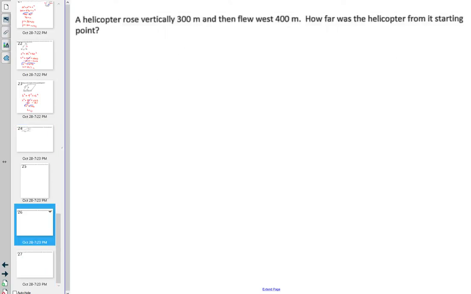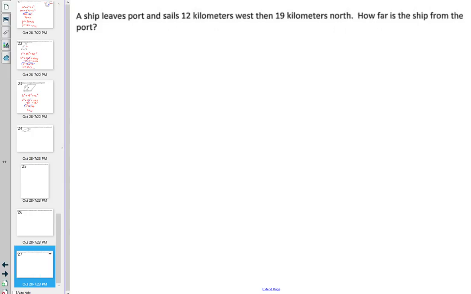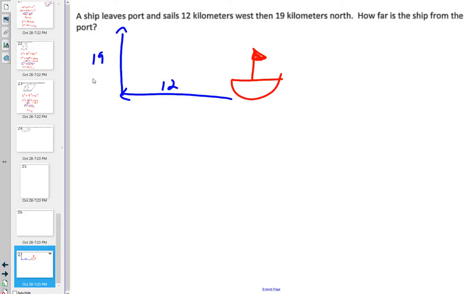See if I have a better one. Alright, here, let's do the last one. Go to the end. We'll do the very last one. That'll be it for today. Yeah, because now it's a word problem, but there's no picture for you. So we have to draw the picture. A ship leaves the port and sails 12 kilometers west. And then 19 kilometers north. How far is the ship from the port? Let's just call this distance.